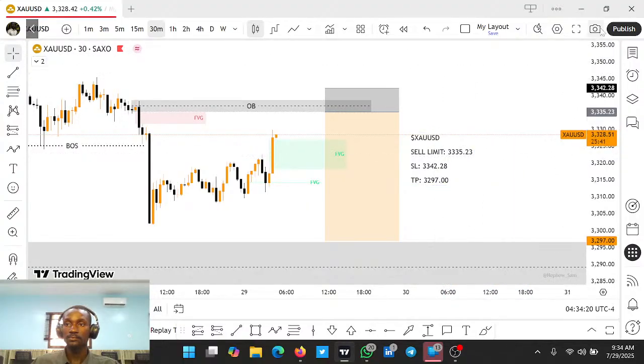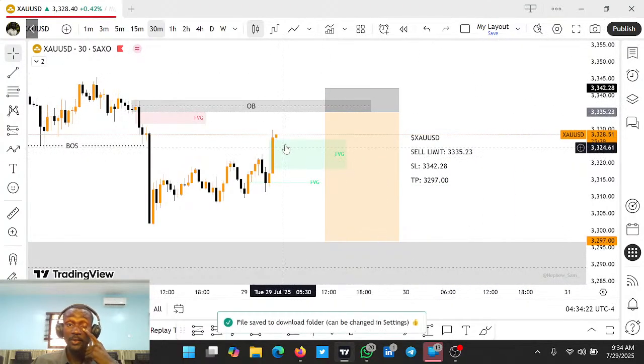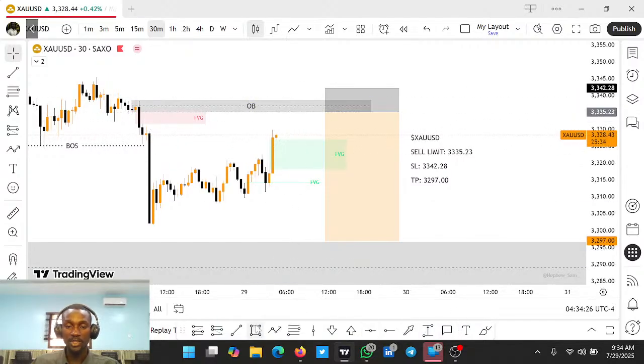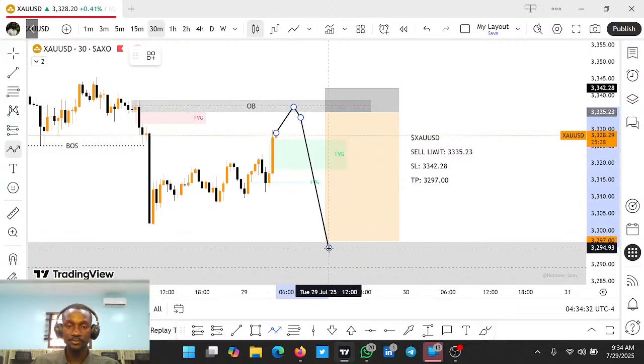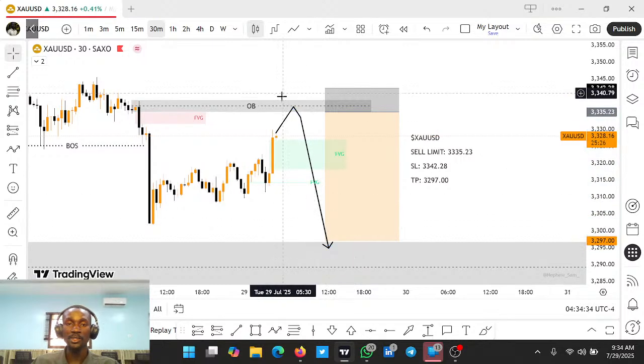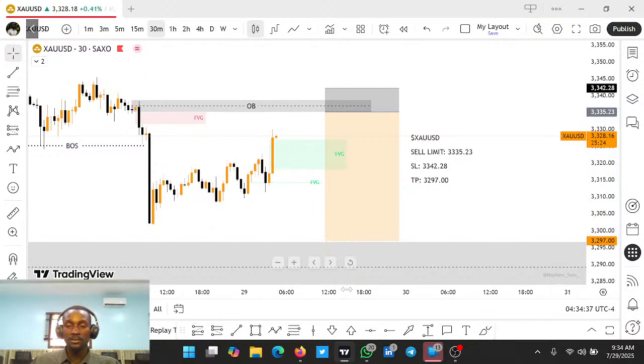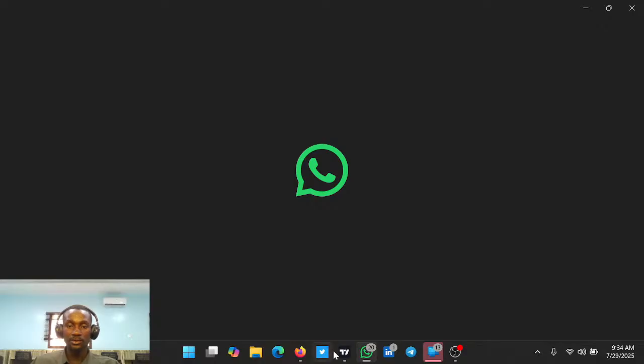So now, what am I waiting for? I'm waiting for price to come into this zone and begin to sell. Look for confirmation for a sell. Then target this order block sitting below here. Let me send this to you.